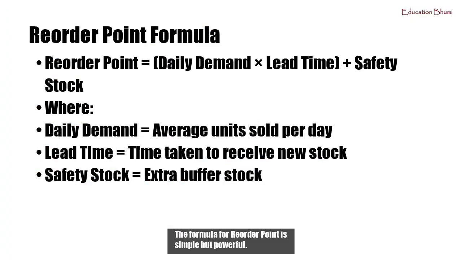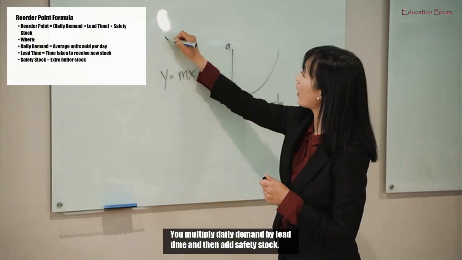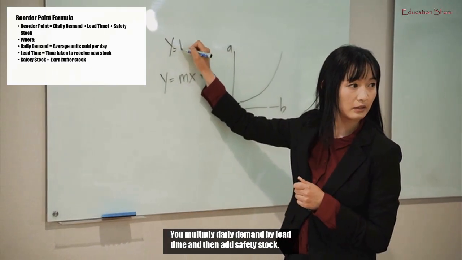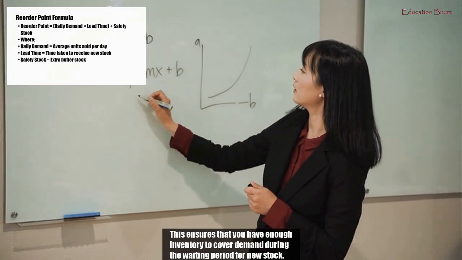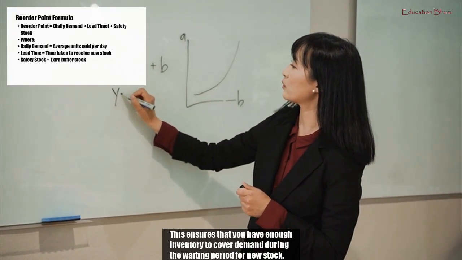The formula for reorder point is simple but powerful. You multiply daily demand by lead time and then add safety stock. This ensures that you have enough inventory to cover demand during the waiting period for new stock.